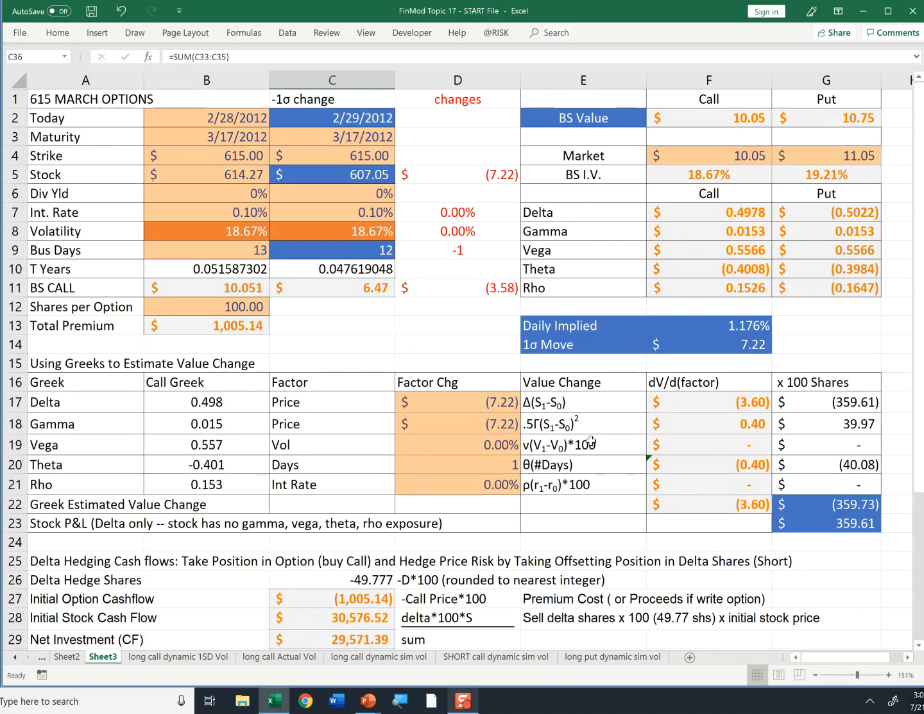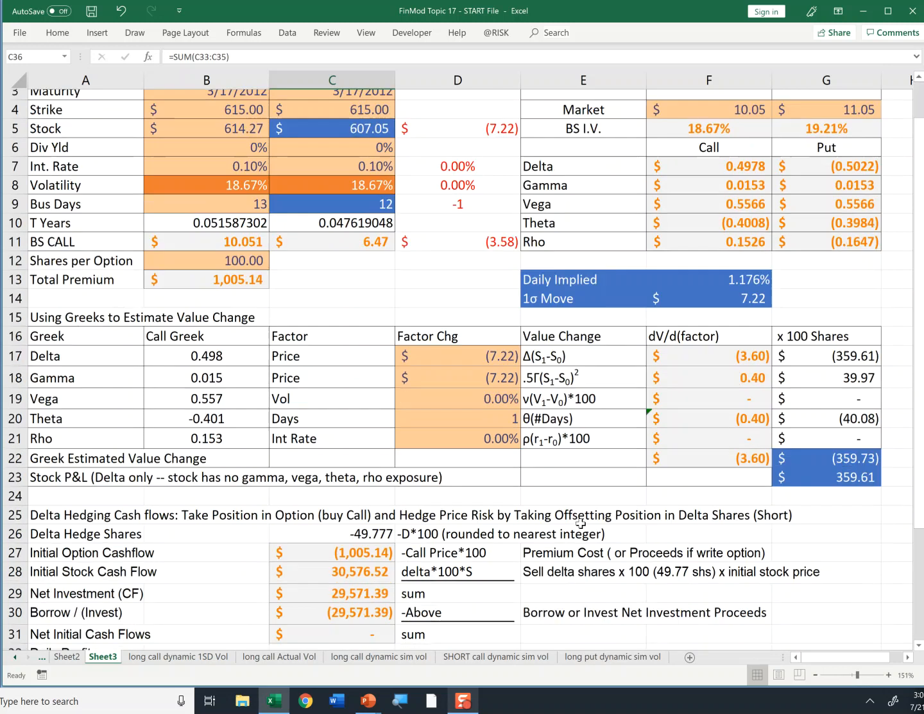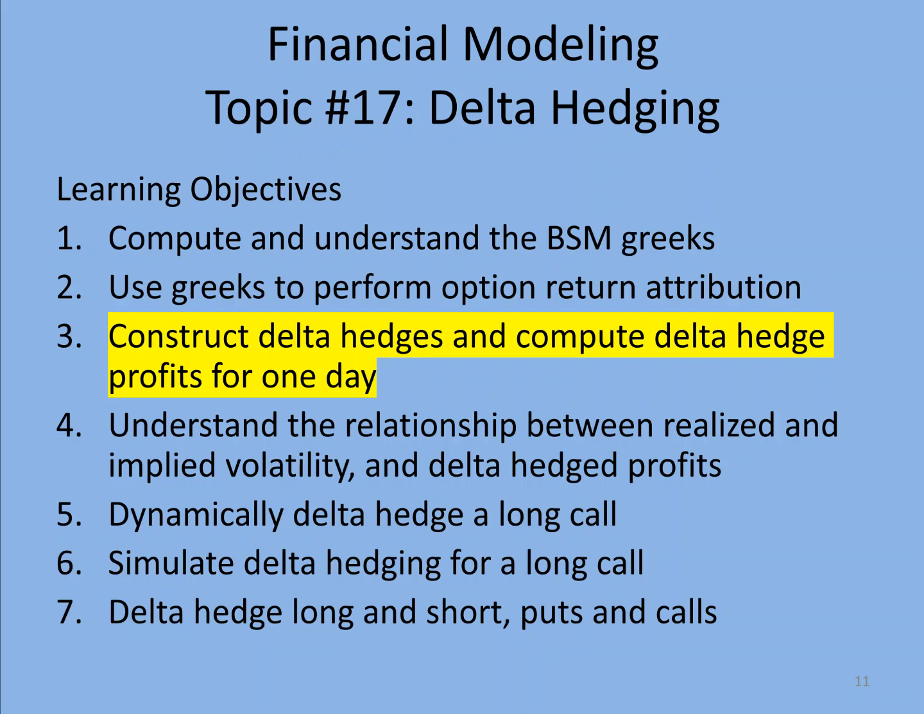So that is the example of 1 day of establishing a delta hedge, and then 1 day later how to calculate your profit on that delta hedge. In the next topic, we'll talk about the relationship between that change in stock price, say that $7.22, and your delta hedge profits.